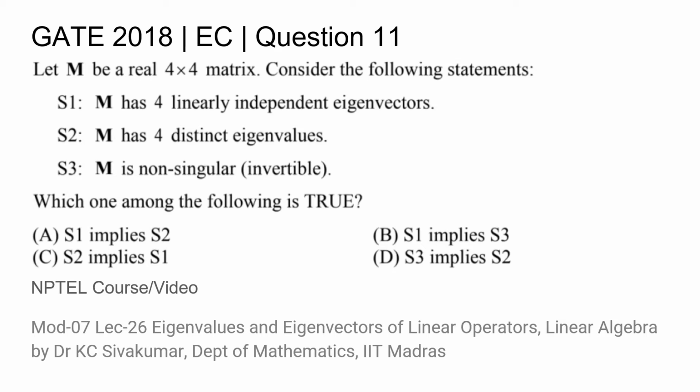This is question 11 from the GATE 2018 EC paper, where we are given a 4x4 real matrix M and 3 statements S1, S2 and S3 for it, and asked to find out which of the following statements implies which of them. Underneath the question, you will find the title of the NPTEL course or video relevant to this topic.